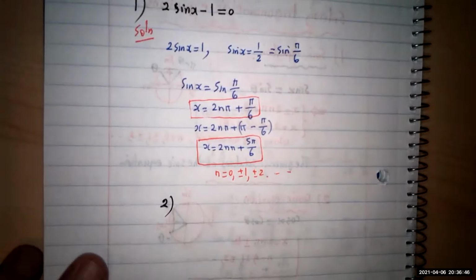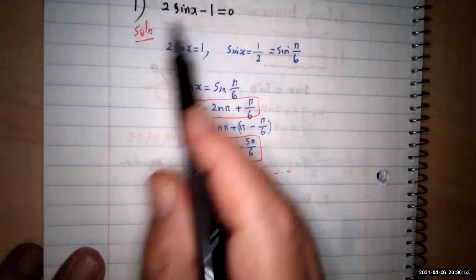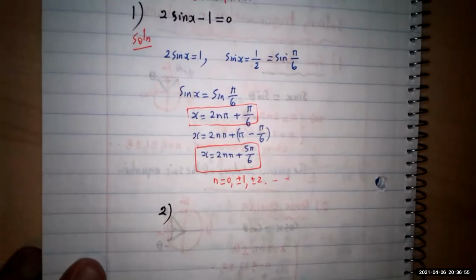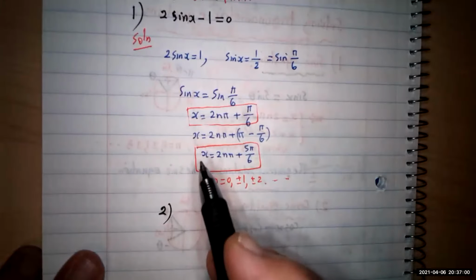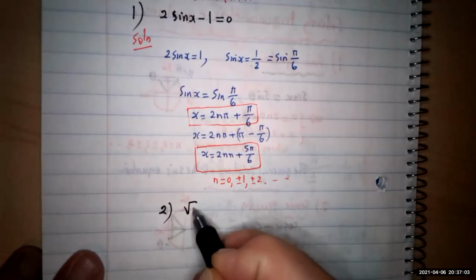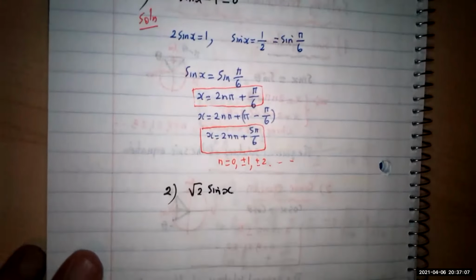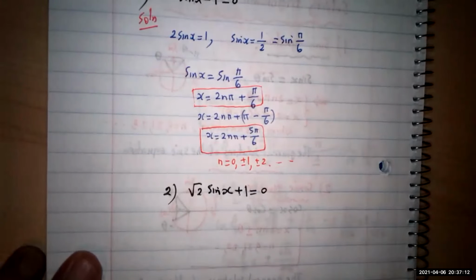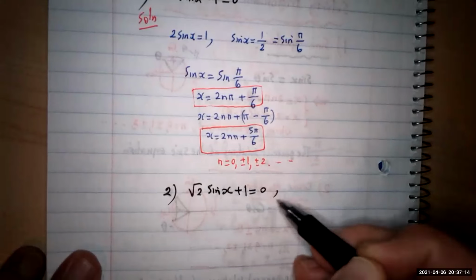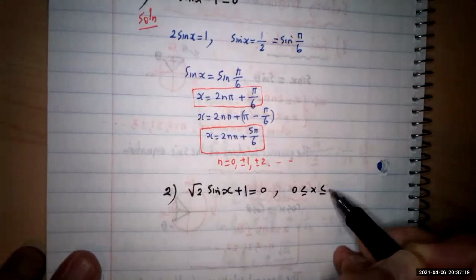Another one is going to be this one. Okay, I'm going to go with the same one, but I change it a little bit. So how about, let's say, radical 2 sine x plus 1 equal to 0. And they may give a condition here. See, they say when x is between 0 and 2 pi.